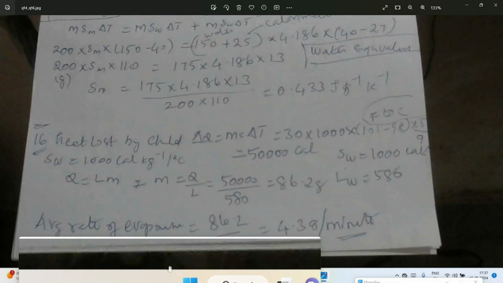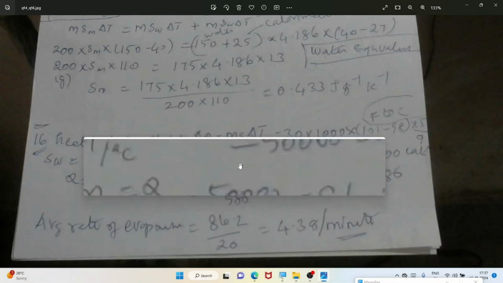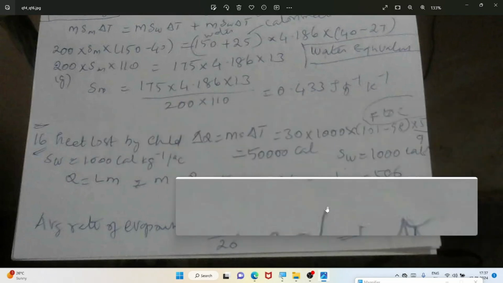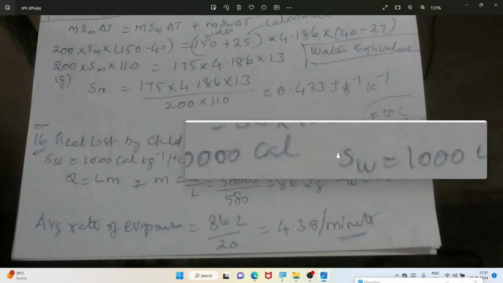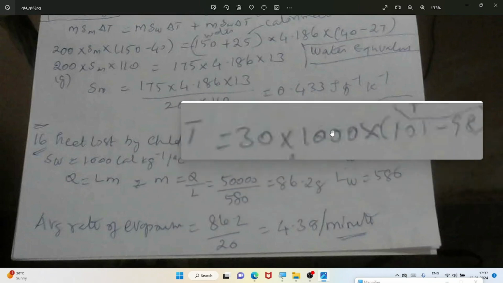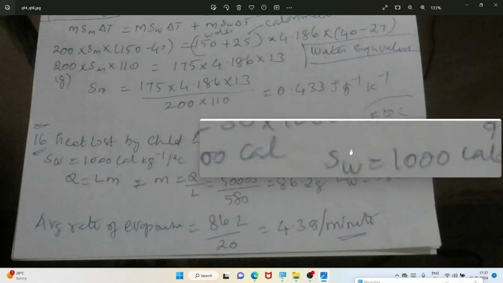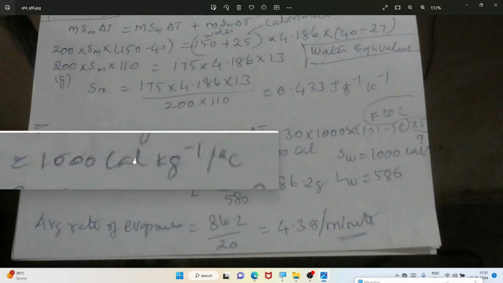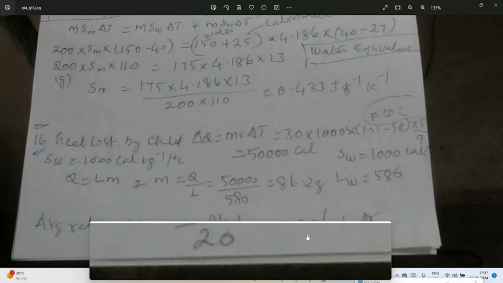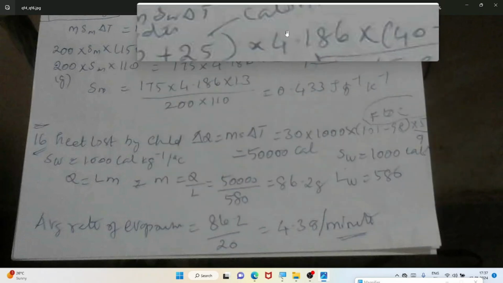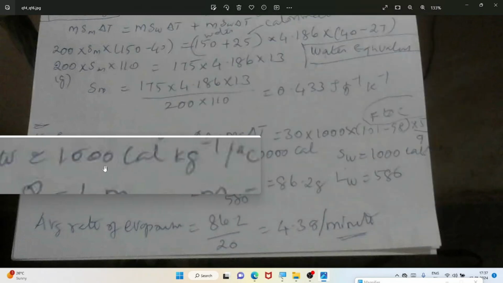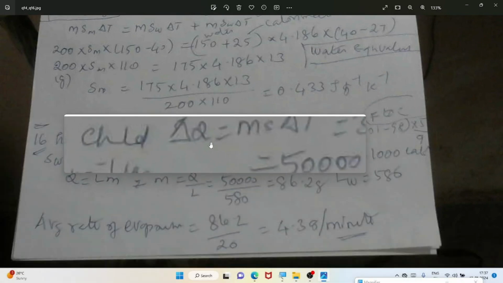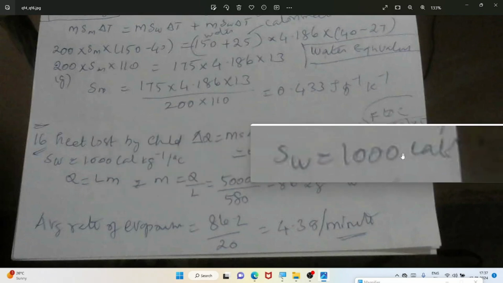Heat lost by the child, delta Q equal to m s into delta T. This is the mass of the child, and this is the specific heat of the water. See, here we are using a different unit. Okay, so this is 1000 calories per kilogram per degree Celsius. Okay, the 4186 here is different from this. Here we are using a different unit for our convenience. So after that, this is the 50,000 calories lost.